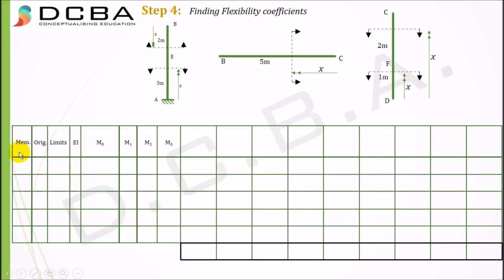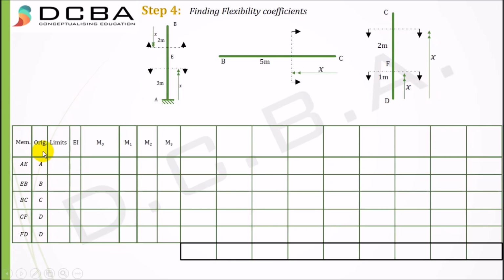Let's start with the individual members, starting from this point: AE, EB, BC, CF, and FD. Okay. Now what is origin? Origin is that point from where you have started your x. So for member AE, you have started your x from point A. So the origin for AE would be A, origin for EB would be B, origin for BC would be C, origin for CF would be D, right? For CF you have started your x from D, and origin for FD would be D again, right?